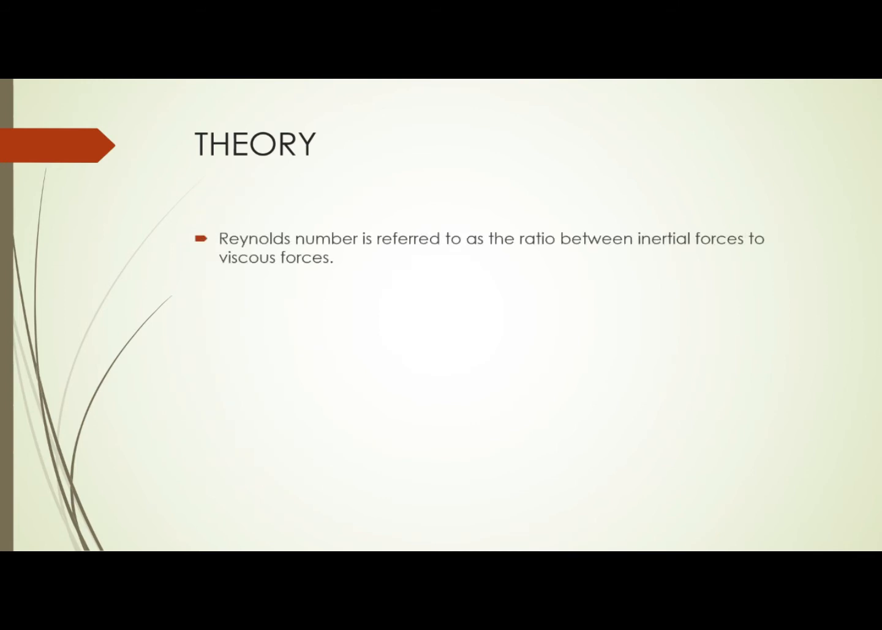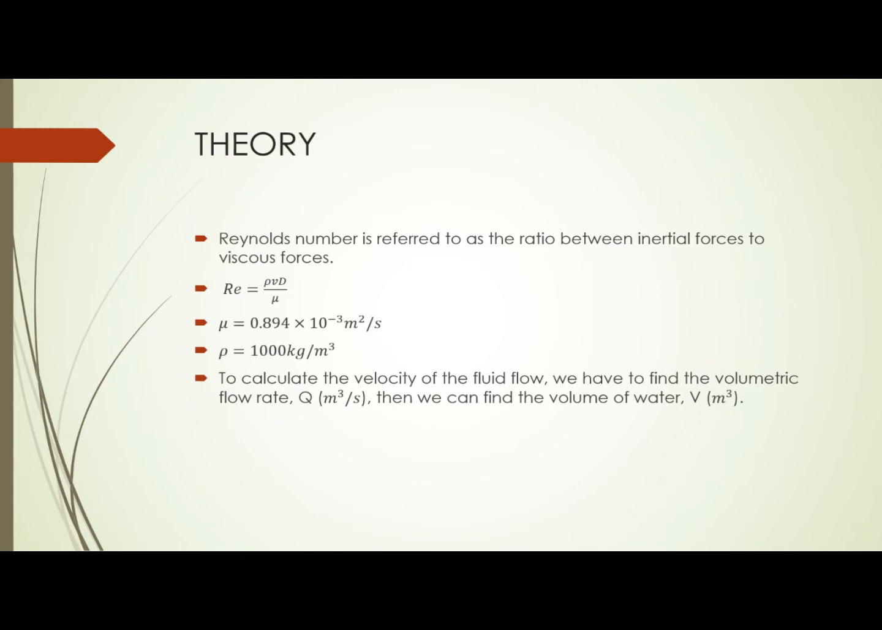Reynolds number is referred to as the ratio between the inertial forces to the viscous forces. To calculate the velocity of the fluid flow, we have to find the volumetric flow rate, Q. Then we can find the volume of water, which we can find either volume, then we find Q. It doesn't matter. Okay, these are the equations.